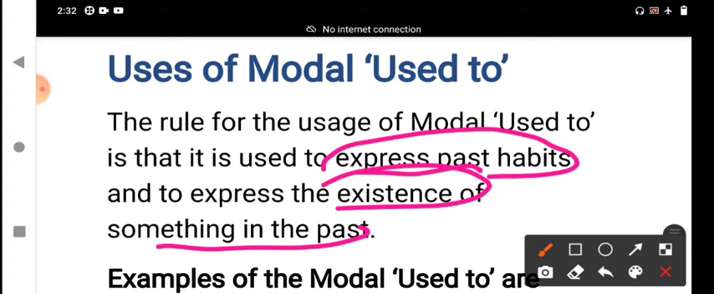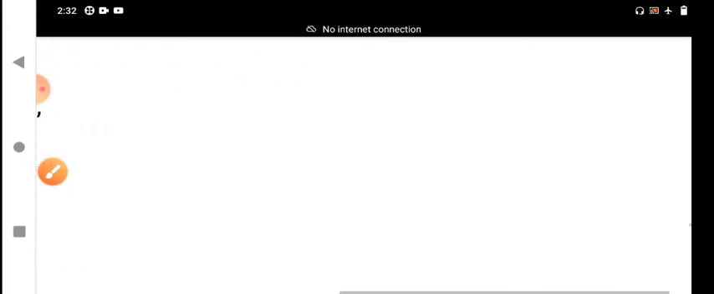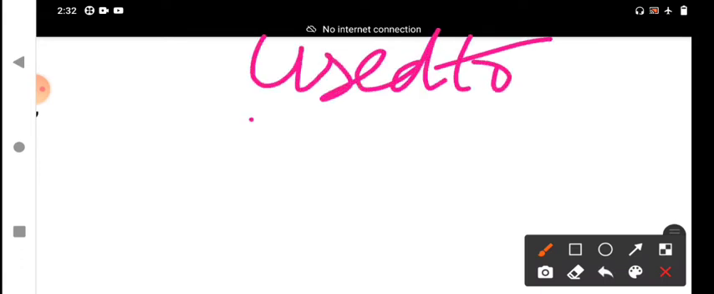I have explained this verb in detail, my dear students. In this class, please listen carefully. Used to is a semi-modal verb. There are 4 semi-modal verbs: used to, ought to, need, and dare. Ought to, need, and dare I have already completed and explained in detail.